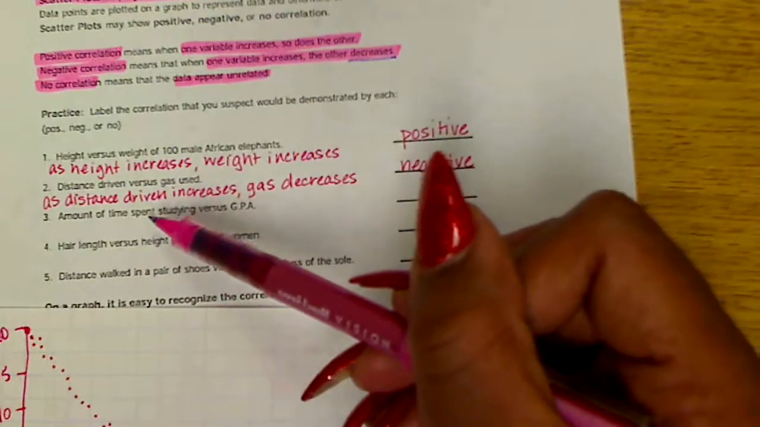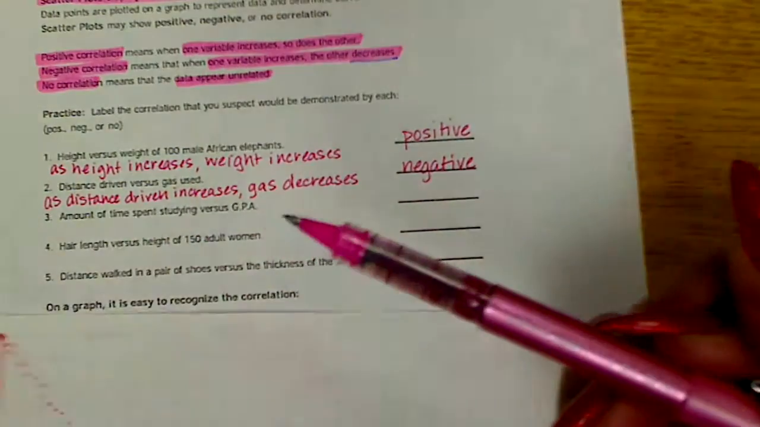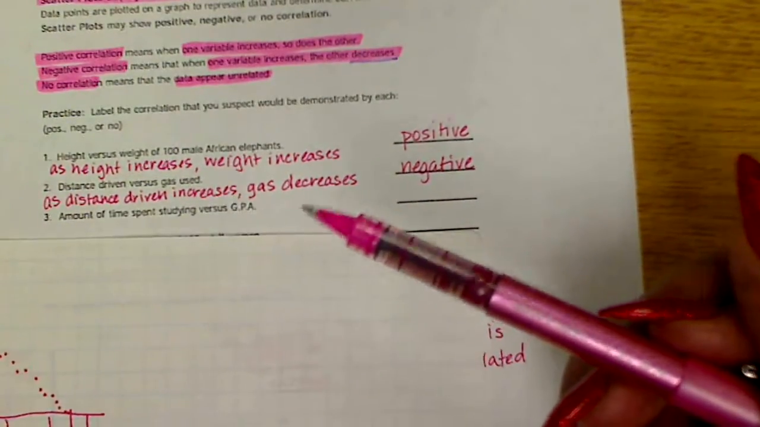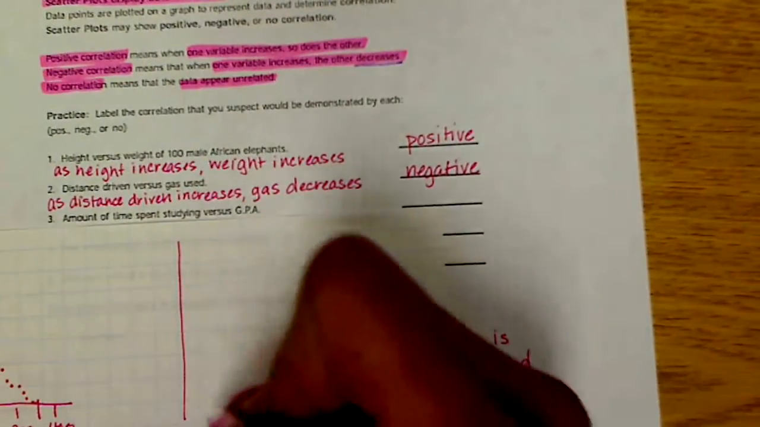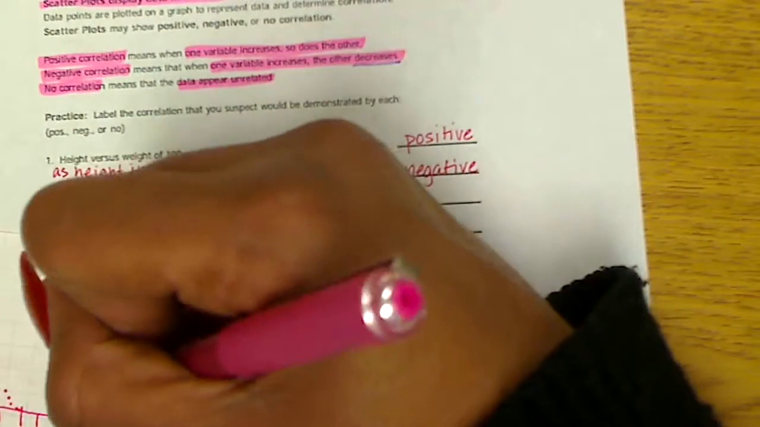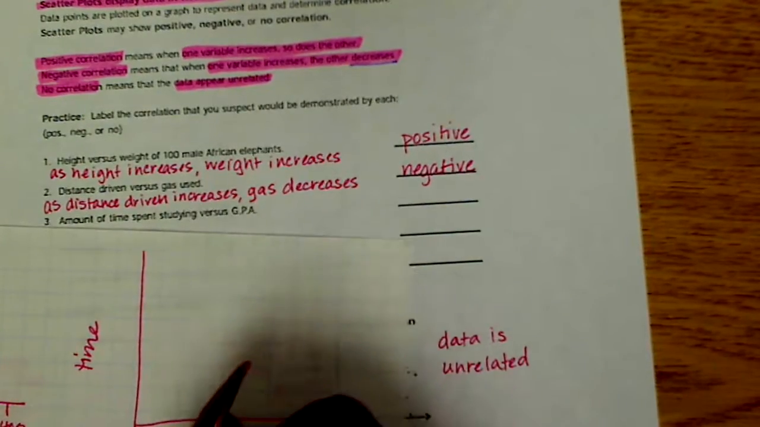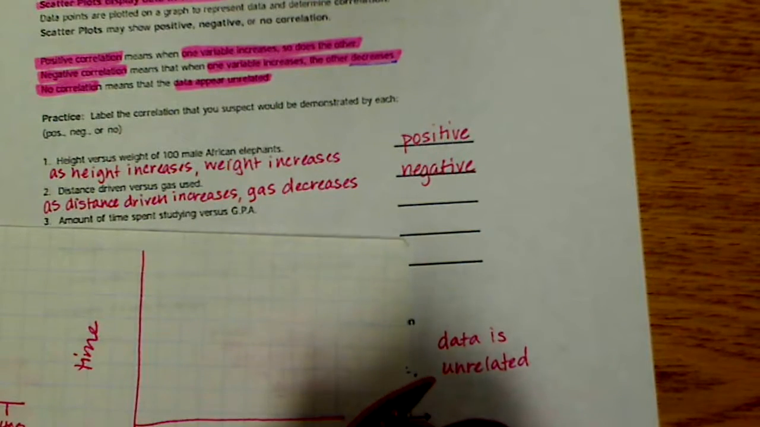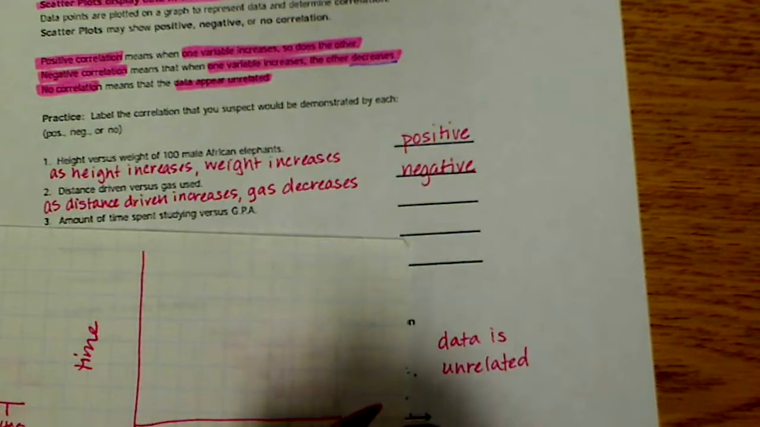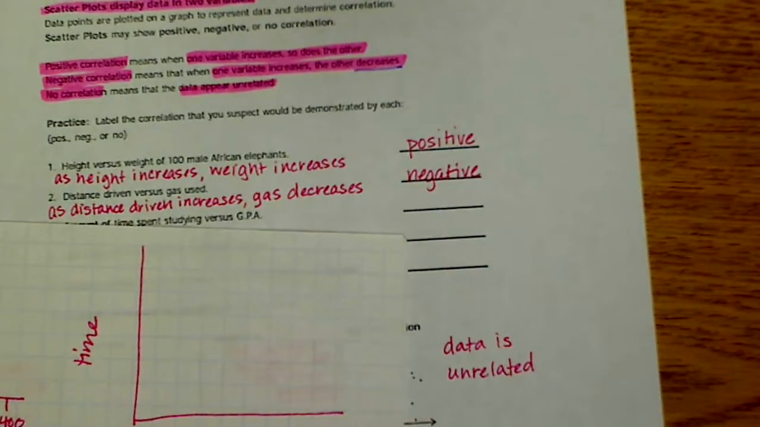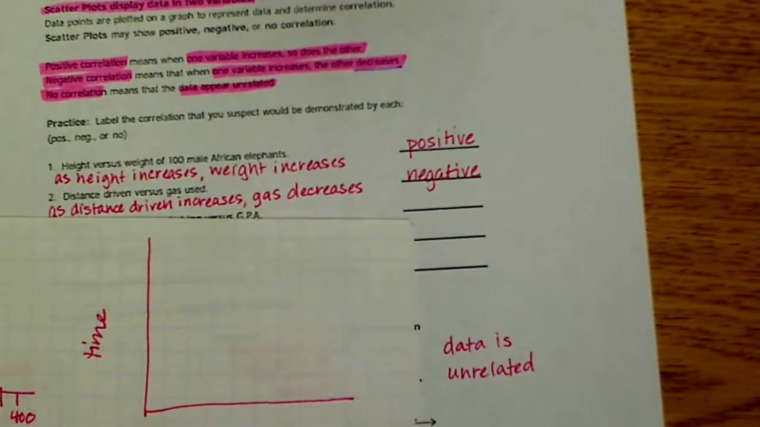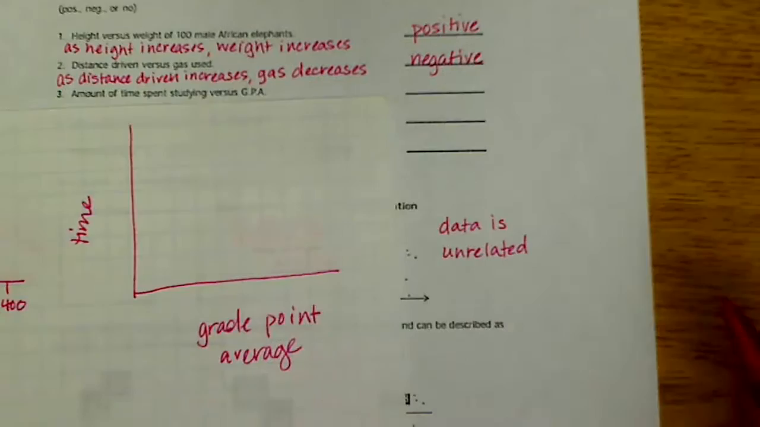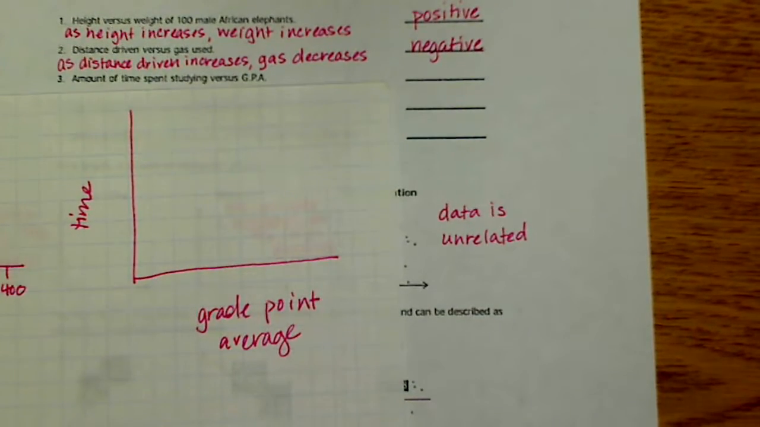The amount of time spent studying versus GPA. Okay, so I have a graph. I have time on one side, and I have GPA. Do y'all know what GPA stands for? Yes. Grade point average. In high school, we don't measure our grades by 60s and 70s and 80s. We measure them on the GPA scale. So you'll be talking about, I have a 3.0, or I have a 3.2, or I have a 3.5, okay?